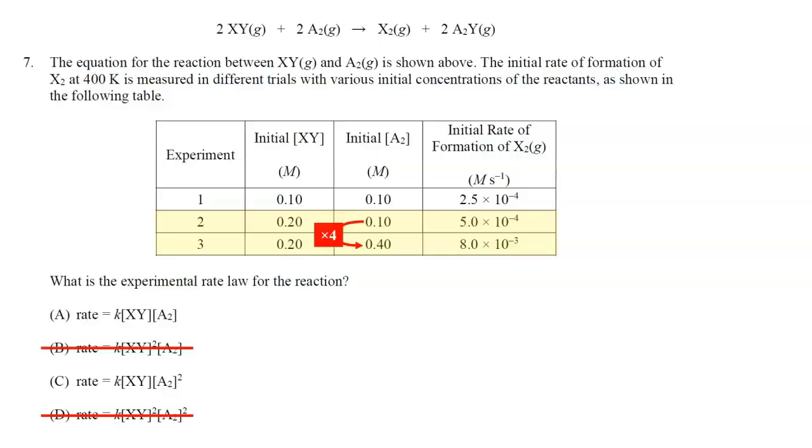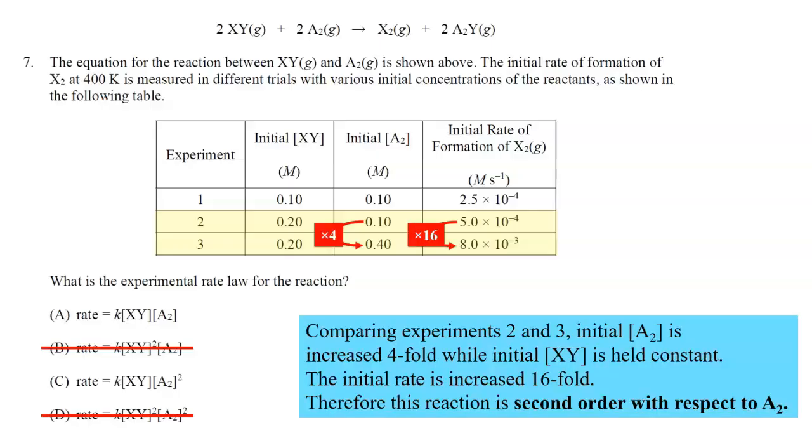As a result of this change, the initial rate of formation of X2 increased by a factor of 16. So therefore, by comparing experiments 2 and 3, in which the initial concentration of A2 increased 4-fold, while the initial concentration of XY is held constant, the initial rate is increased 16-fold. Therefore, this reaction is second order with respect to A2. So that makes the correct answer to this question choice C, first order with respect to XY, second order with respect to A2.